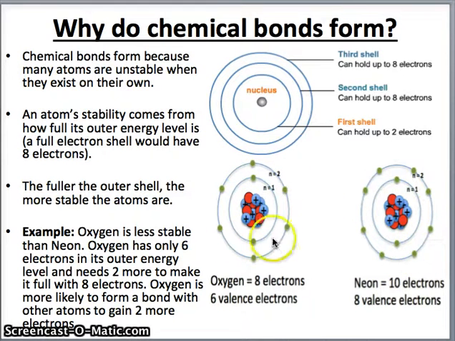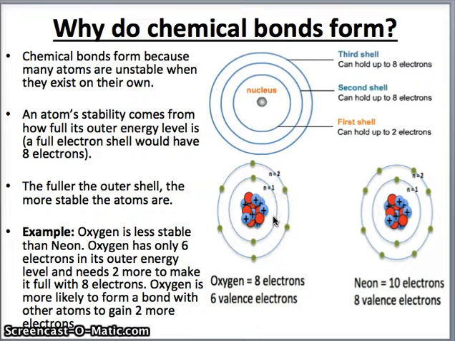So if you compare these two, neon is much more stable than oxygen because neon actually has all 8 valence electrons it needs to be stable. And you can see it's in the second shell. The second shell can hold up to eight electrons. Whereas oxygen, it's missing 2. It only has 6. So oxygen is a lot less stable.